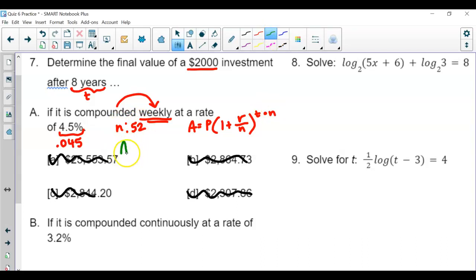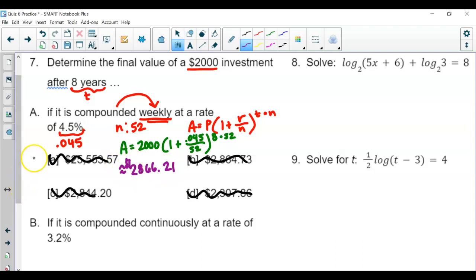So here we go. A is equal to P, which is 2,000, times 1 plus our rate, 0.045, divided by n, which is 52, all raised to the t power, which is 8. But don't forget to multiply that by 52. So like this exponent here, if I'm not mistaken, is 416. So now put all this in the calculator and you should get that this is approximately $2,866.21.